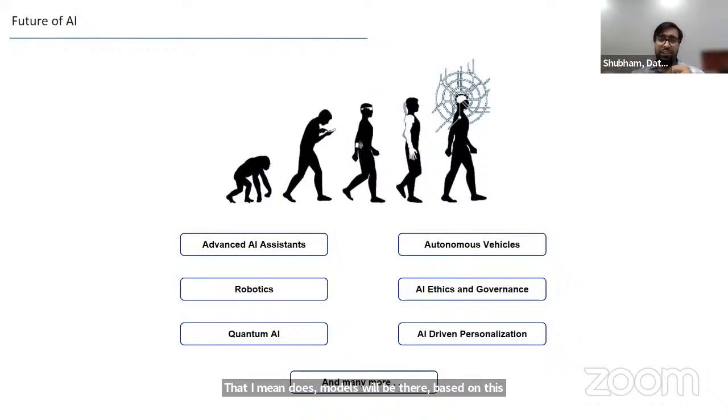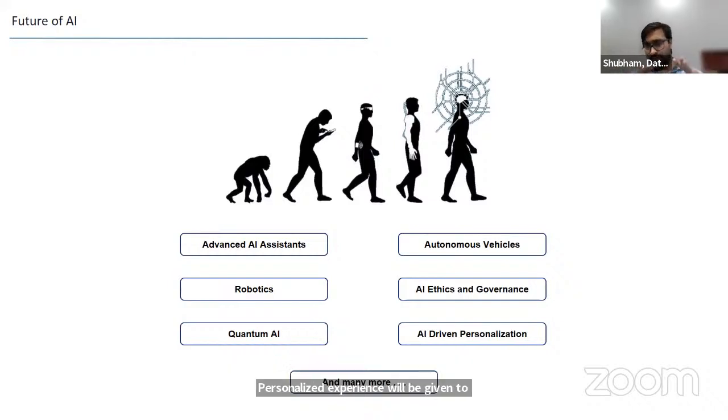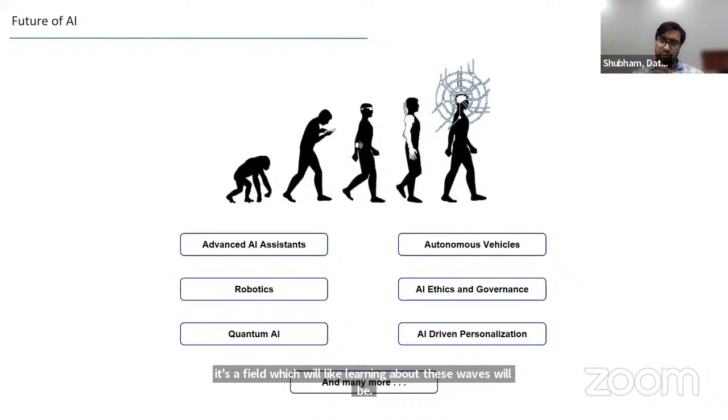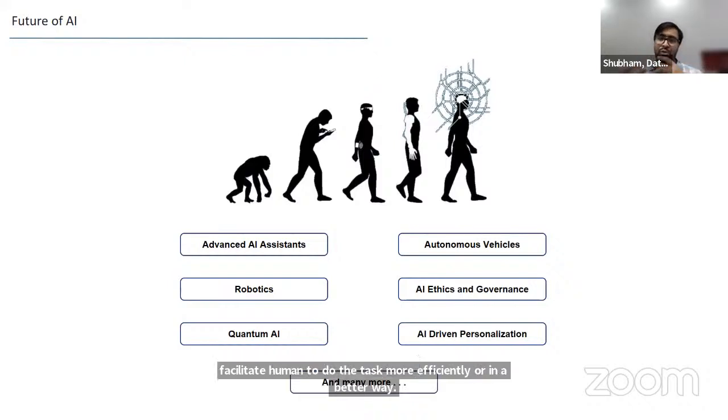Then there will be personalization, as I was mentioning, on different platforms. A personalized experience will be given to users based on their preferences. There will be numerous innovations in this field of AI, and learning about these fields will be really important. AI is going to facilitate humans to do tasks more efficiently or in a better way, so it's really good to understand how these techniques are working.